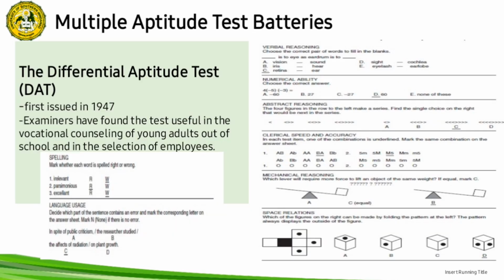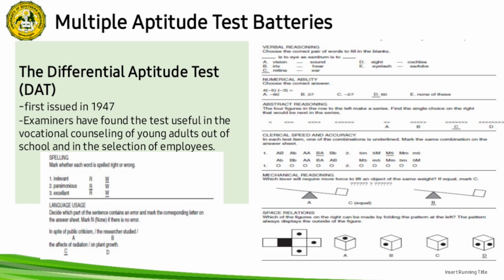As I said, multiple aptitude test batteries will be discussed. This type of aptitude testing is where the examinee is tested in several separate homogeneous aptitude areas. Typically, the development of the subtests is dictated by the findings of factor analysis. So we have the first aptitude test, which is the DAT or the Differential Aptitude Test. The DAT was first issued in 1947 to provide a basis for the educational and vocational guidance of students in grades 7 to 12.